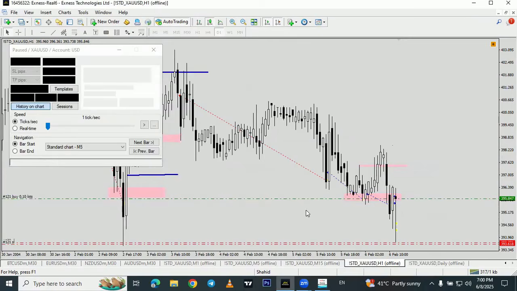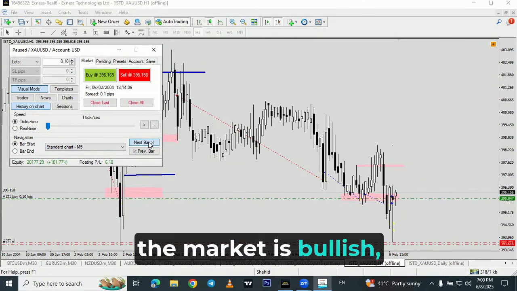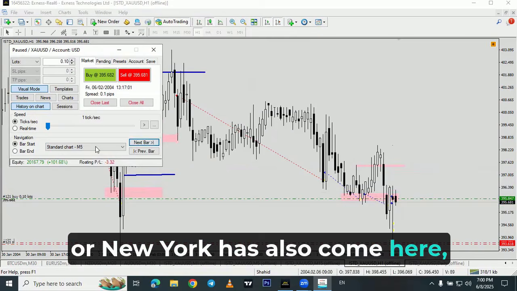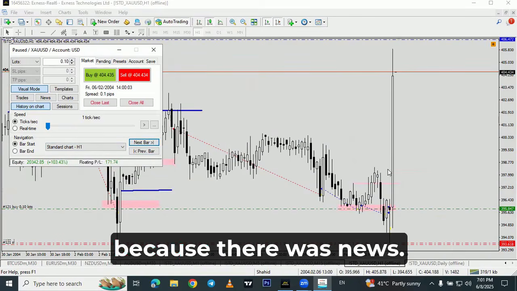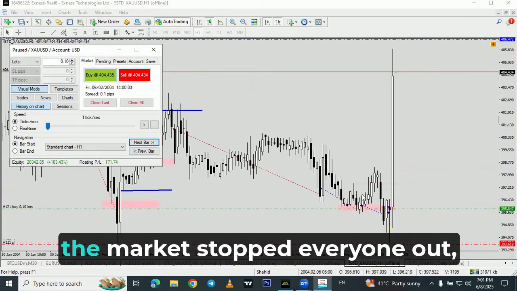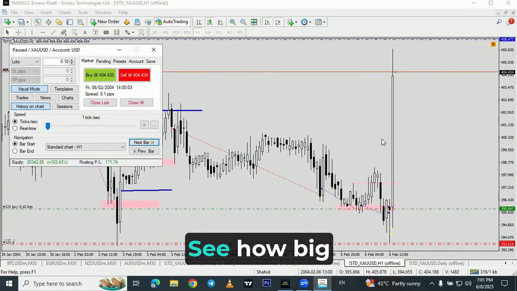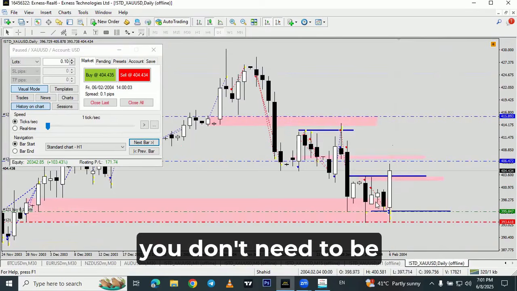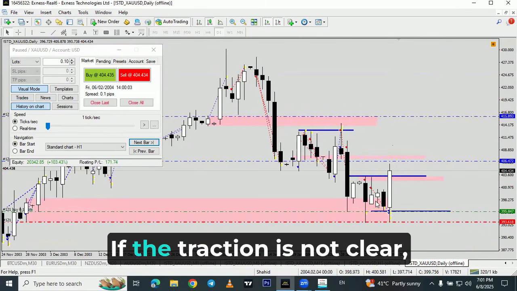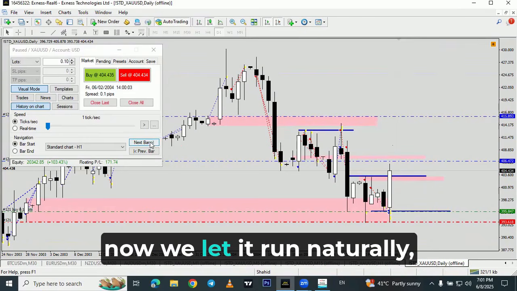See, the market is bullish and New York has also come here. The sell side is done. You bet on the buy side and see the market momentum here because there was news. Before the news, the market stopped everyone out. And then what happened? The market became bullish. See how big a move you got in the news. If the traction is clear, you don't need to be afraid at all. If the traction is not clear, then you will always lose in the market. Okay, now we let it run naturally.